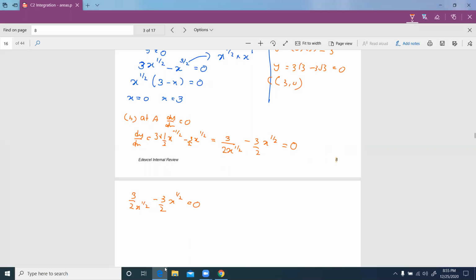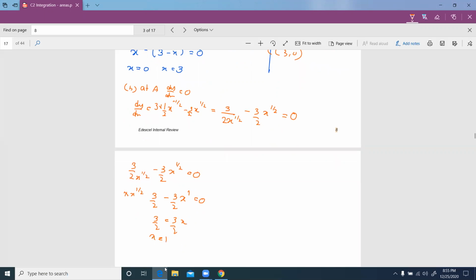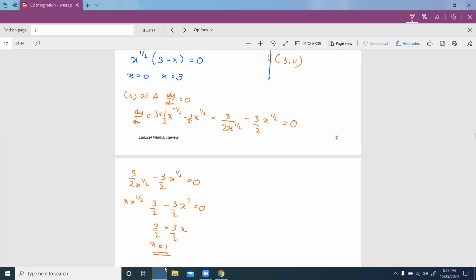To solve this, initially multiply everything with x to the power half, all the terms. So this turns up to 3 over 2 minus 3 over 2 x to the power half plus 1 is 1, equal to 0. So with that, you can say 3 over 2 is equal to 3 over 2x. That means you can say x becomes 1. So the x coordinate over here is 1.